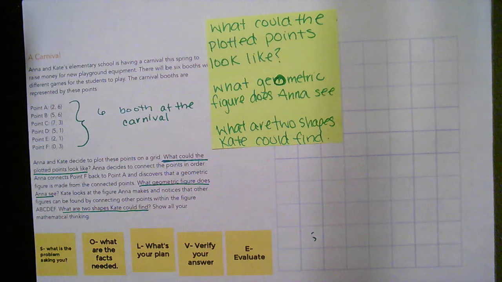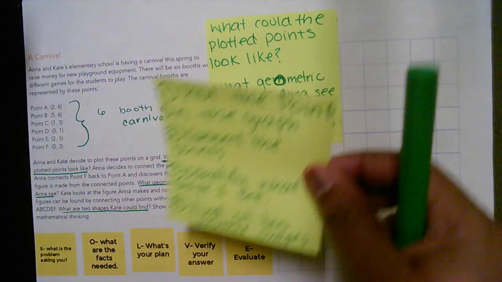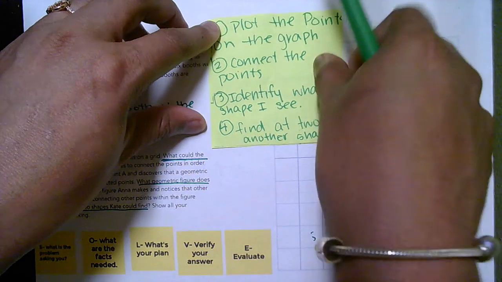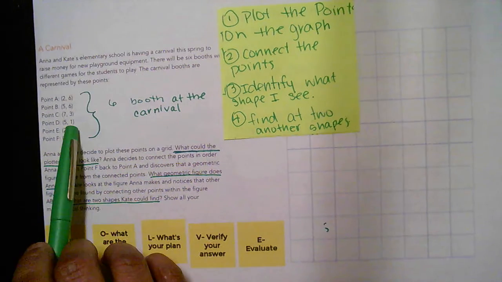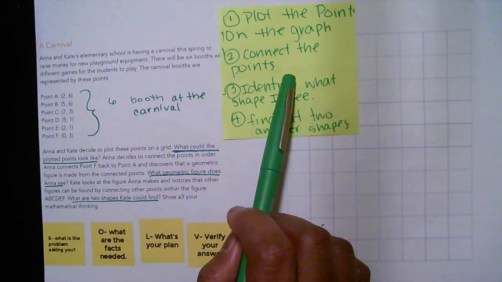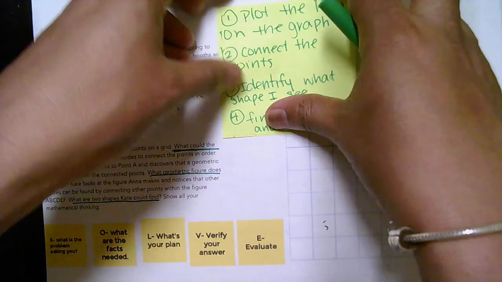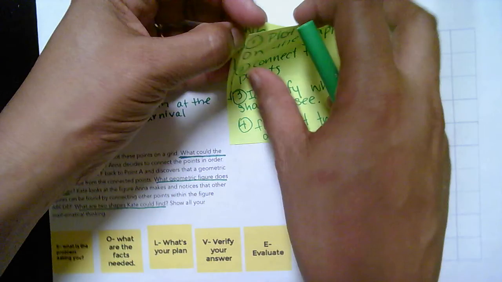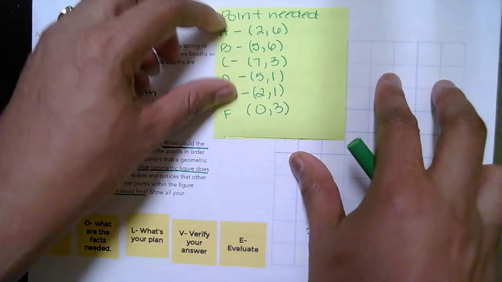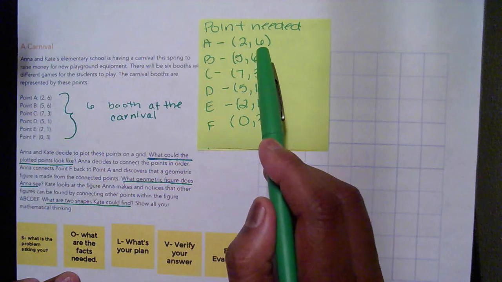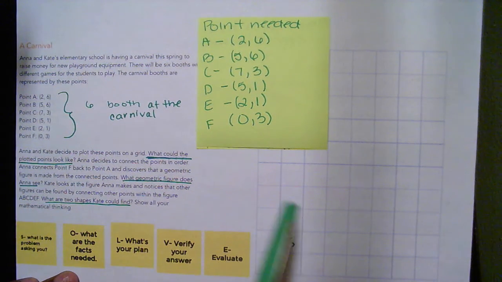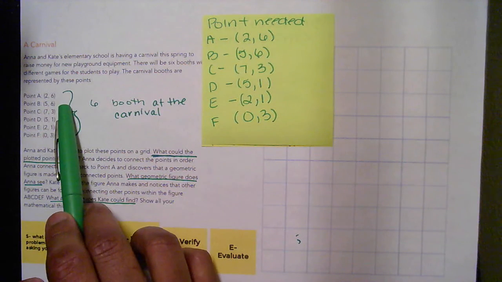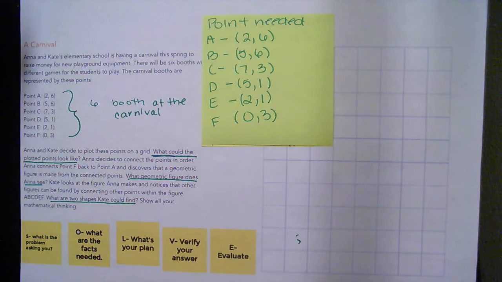So, what facts are needed? Okay, so we need to plot the points on the graph, so we need these points. We need to also connect the points. Oh, I'm sorry, guys. That's not the sticky. I apologize. So the points that are needed are right here. So this is all the information that we need in order to plot it on our grid. Okay, so I just copied this information that was here on my sticky.